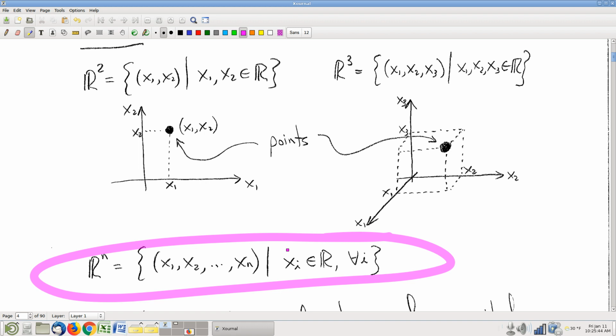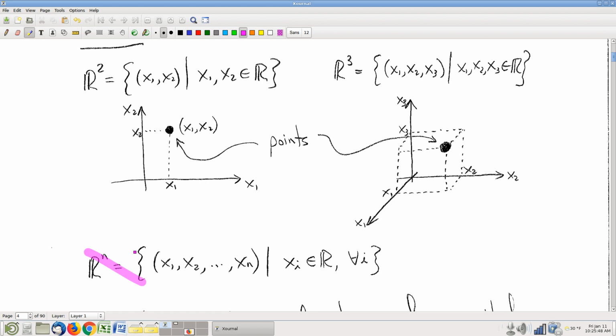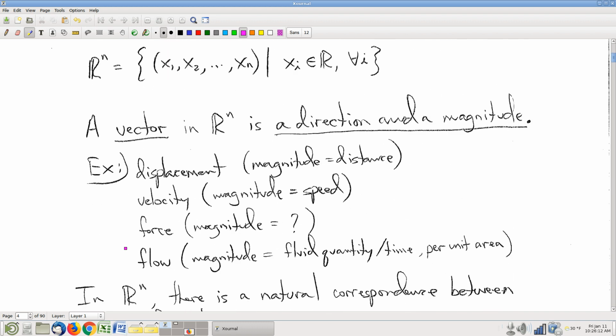It's extremely natural. Okay. Good news for you guys, we're not going to do much in RN. We're going to pretty much focus on R3 and R2. But I think it's very important to realize that most, not all, sadly, but most of what we do in this course in R2 and R3, there is an analogous version of that in higher dimensions. And they're usually pretty darn analogous. Okay. All right. So that's points.